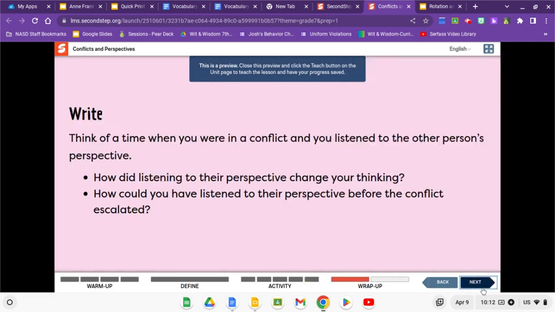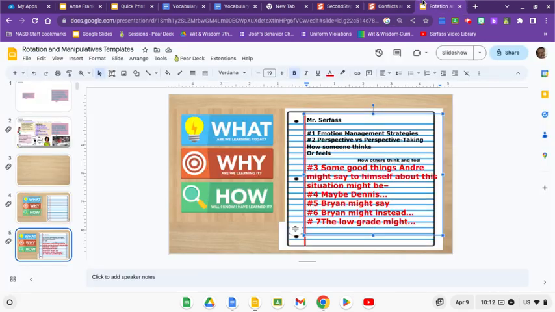So, wrap up. Think of a time when you were in a conflict and you listened to the other person's perspective. How did listening to their perspective change your thinking? How could you have listened to their perspective before the conflict escalated? That's something to think about right now. While you think, please make sure that you have your name and you've completed this 1 through 7. Good job, everybody.